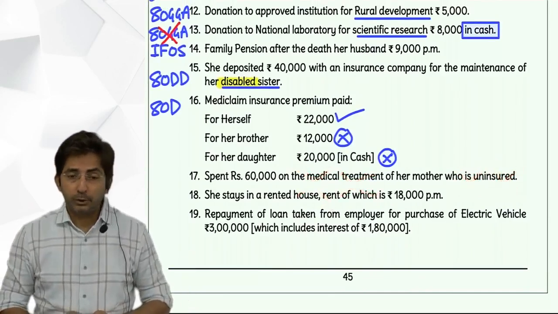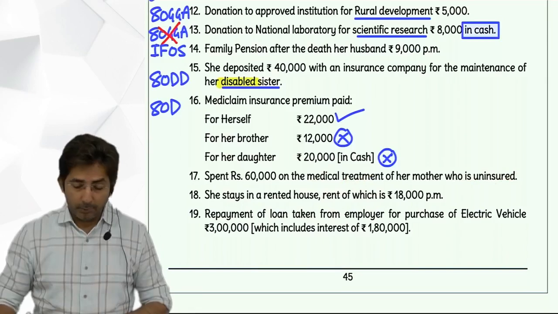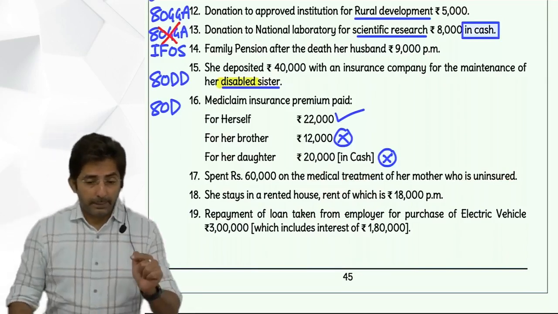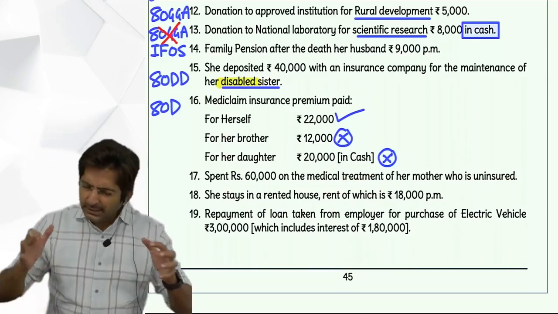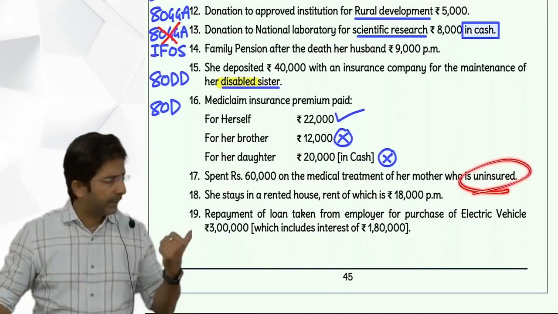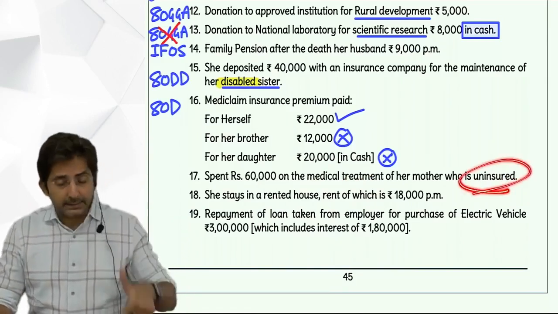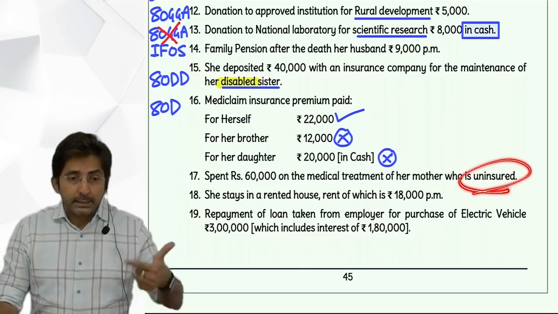Okay. Means this you will not take in 80D. Because see, in 80D, what was the rule? Medical expenditure, uninsured, senior citizen. Uninsured is okay, but it should be senior citizen. But senior citizen is not given.